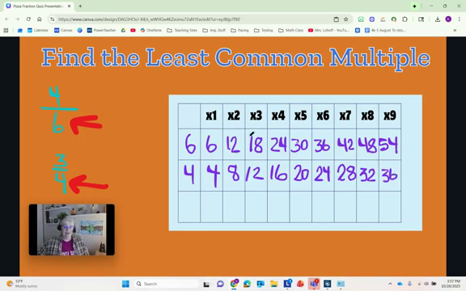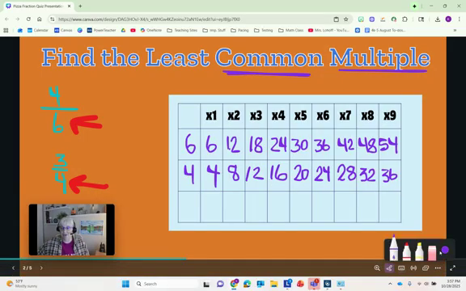Now that we've finished either copying the multiplication facts for 6 and 4 onto this chart or practicing them, now we have to look for numbers that they have in common. We've done the multiplication facts. Now we have to look for the numbers they have in common. So I'm going to look in this row of 6. Do I see 6 in the row of 4? No. How about 12? I do, right here. Let me change colors to show you.